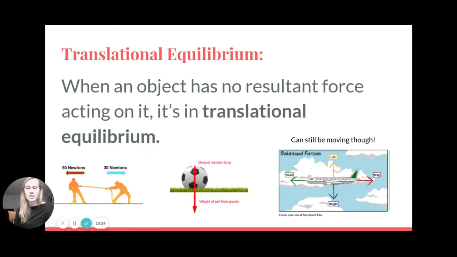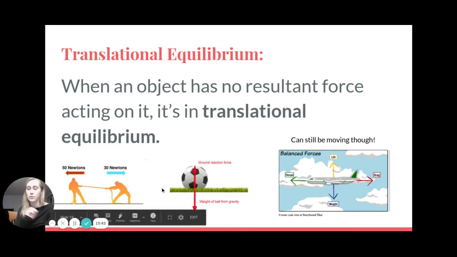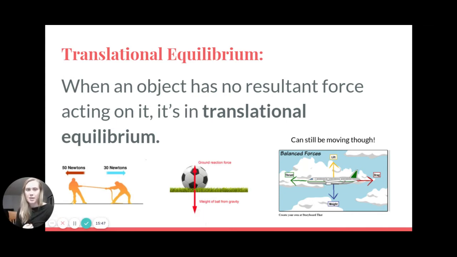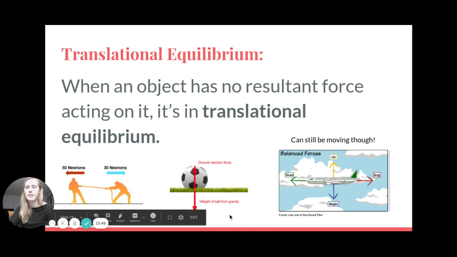So something important to know about forces, since we talked about the net forces and balancing and adding all the different directional forces: if an object is in translational equilibrium, that means there is no resultant force when you add up all the forces. So for example, in the first picture down here, 50 newtons to the left, 30 newtons to the right, this is not translational equilibrium.